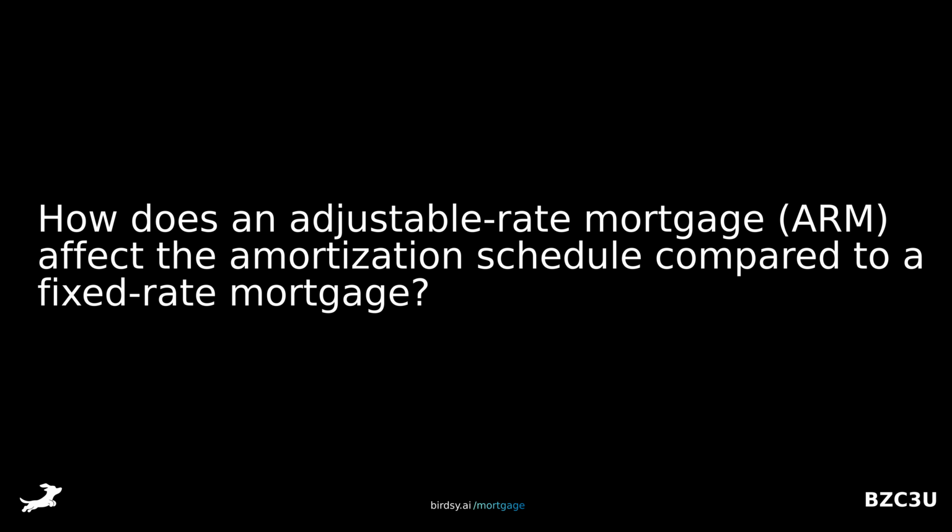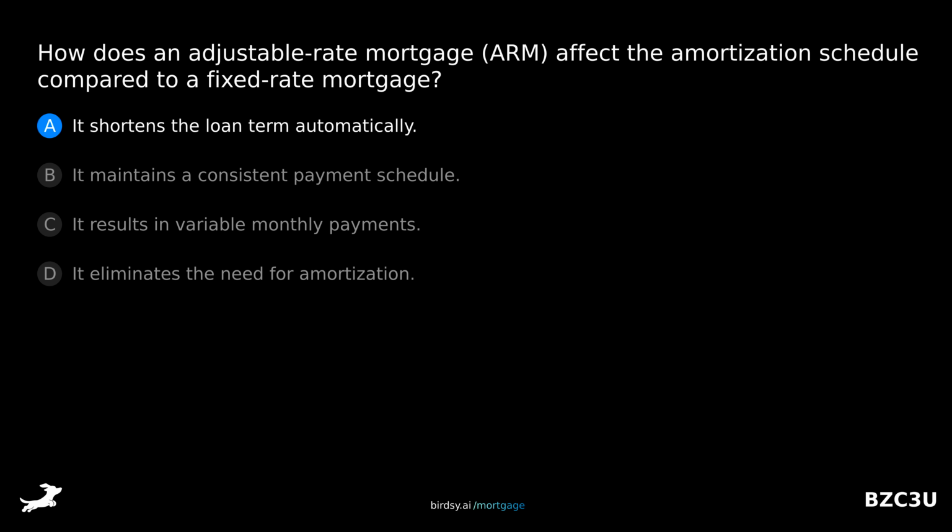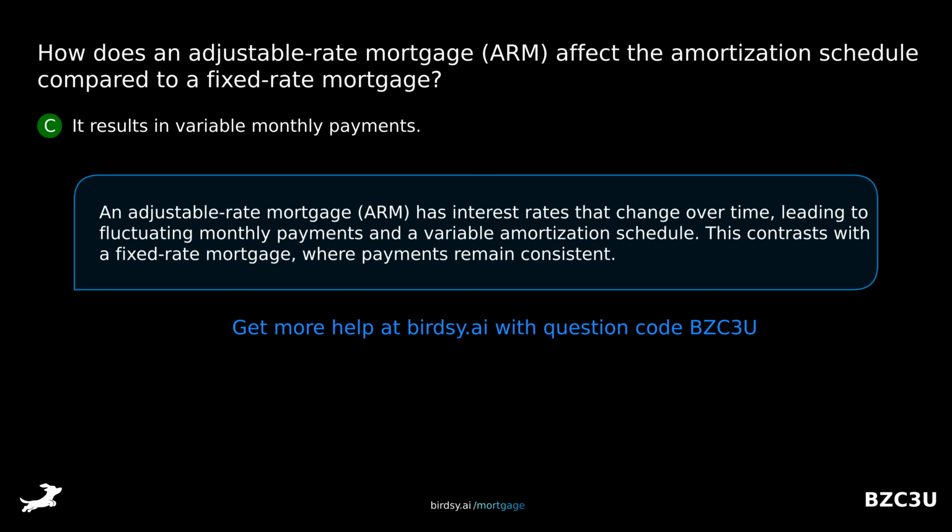How does an adjustable-rate mortgage affect the amortization schedule compared to a fixed-rate mortgage? Is it A, it shortens the loan term automatically, B, it maintains a consistent payment schedule, C, it results in variable monthly payments, or D, it eliminates the need for amortization? The answer is C, it results in variable monthly payments. An adjustable-rate mortgage has interest rates that change over time, leading to fluctuating monthly payments and a variable amortization schedule. This contrasts with a fixed-rate mortgage, where payments remain consistent.